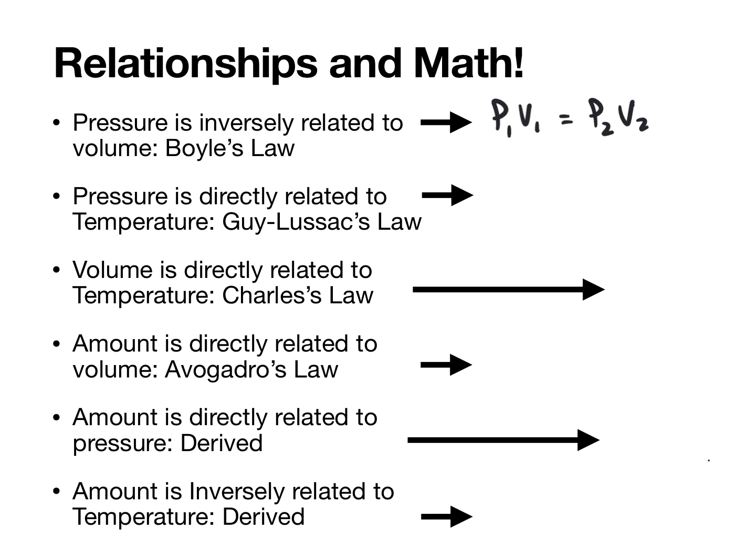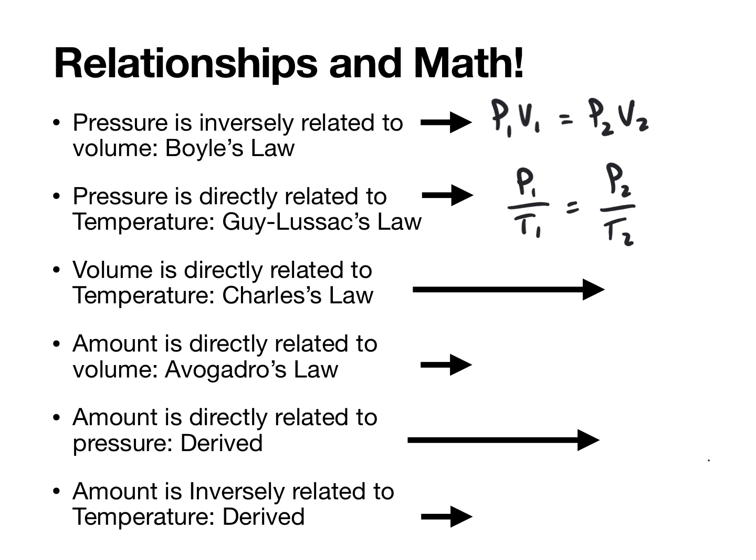The next is pressure is directly related to temperature. So when one goes up, the other also goes up. And we learned about that relationship just recently. Mathematically, it looks like this. P1 over T1 equals P2 over T2. So if you have a pressure and a temperature and you change the pressure, the temperature is going to have to go up proportionally.